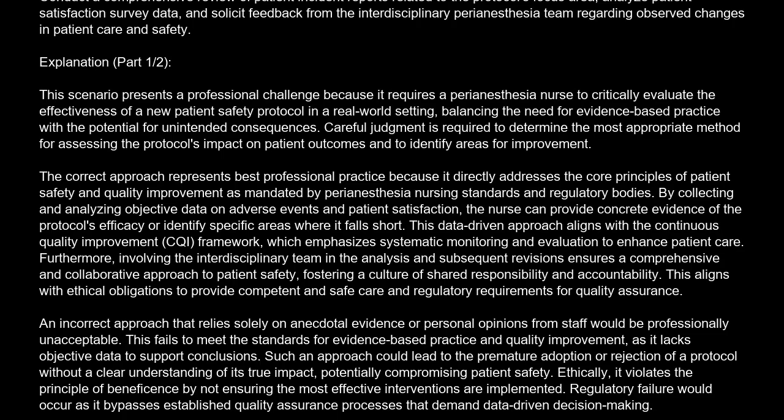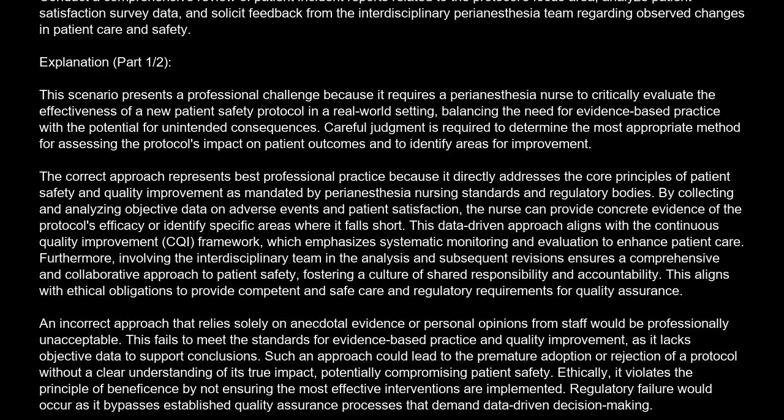The correct answer is B. Conduct a comprehensive review of patient incident reports related to the protocol's focus area, analyze patient satisfaction survey data, and solicit feedback from the interdisciplinary perianesthesia team regarding observed changes in patient care and safety. Explanation: this scenario presents a professional challenge because it requires a perianesthesia nurse to critically evaluate the effectiveness of a new patient safety protocol in a real-world setting, balancing the need for evidence-based practice with the potential for unintended consequences. Careful judgment is required to determine the most appropriate method for assessing the protocol's impact on patient outcomes and to identify areas for improvement.